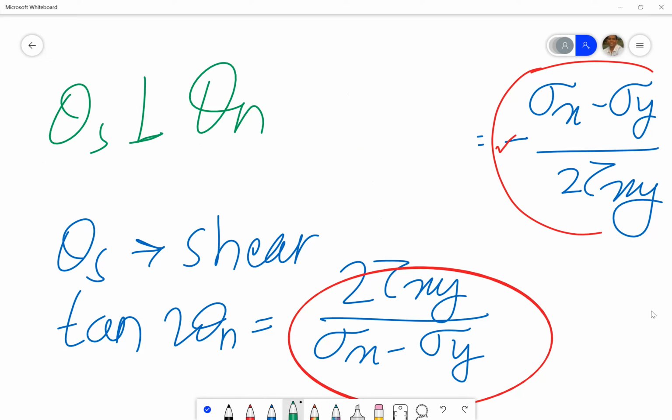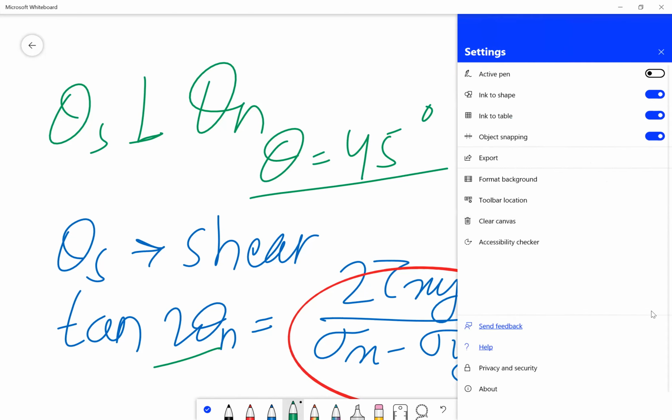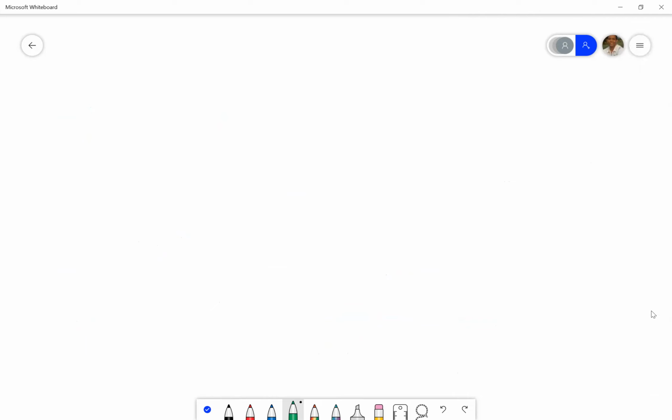So where can we get the maximum value? At which value of theta can we obtain the maximum shear stress value? That will be when we are using tan 2 theta. Tan 2 theta means when theta is 45 degrees, we will find the maximum value of shear stress. By putting this in the equation, the equation for the maximum shear stress will be developed. Then tau max, the equation for the maximum shear stress, will be like that.